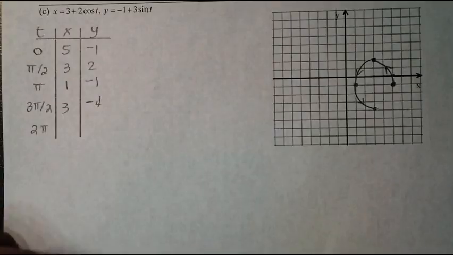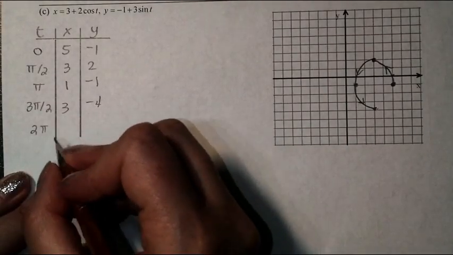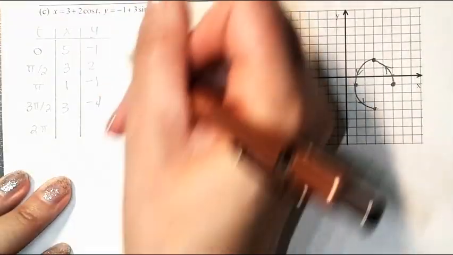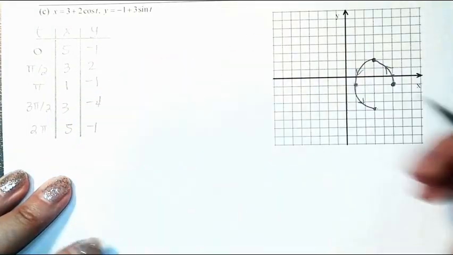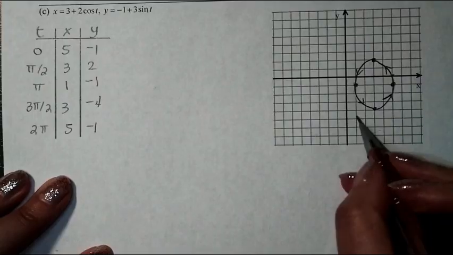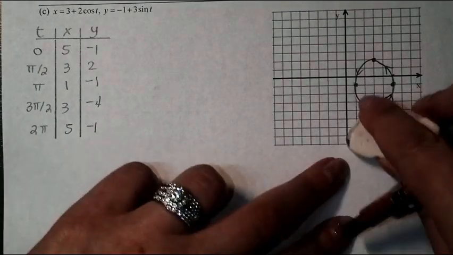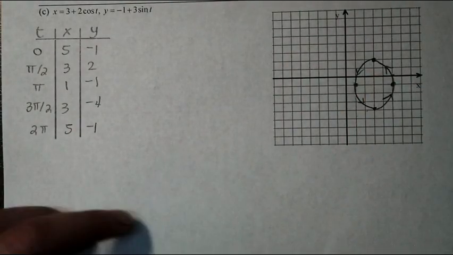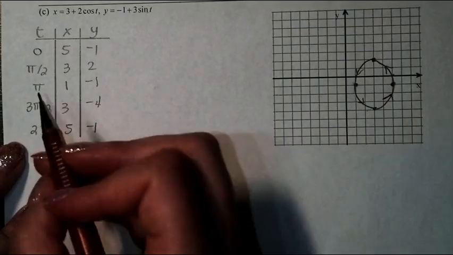There you go. And then last but not least, you have that it's 2 pi. You know that that one is going to be 5, -1, so you close here your elliptical situation. It's not only circular, it's an elliptical situation, so that's what we have. So we have the graph, we have the direction, and we have the table.